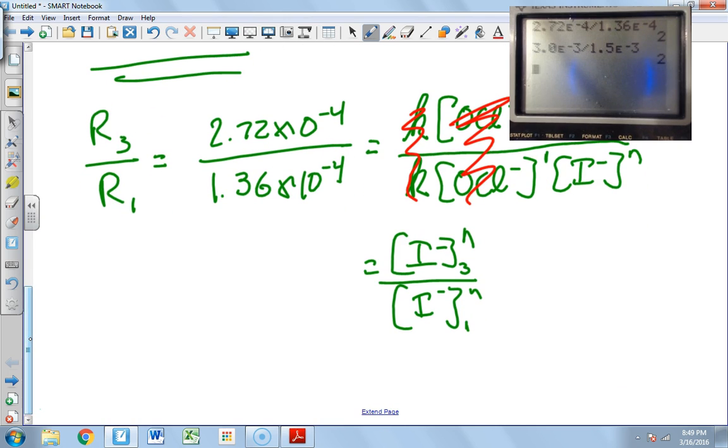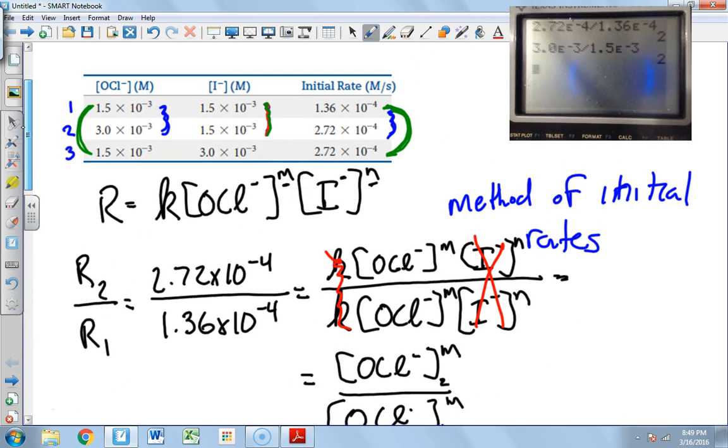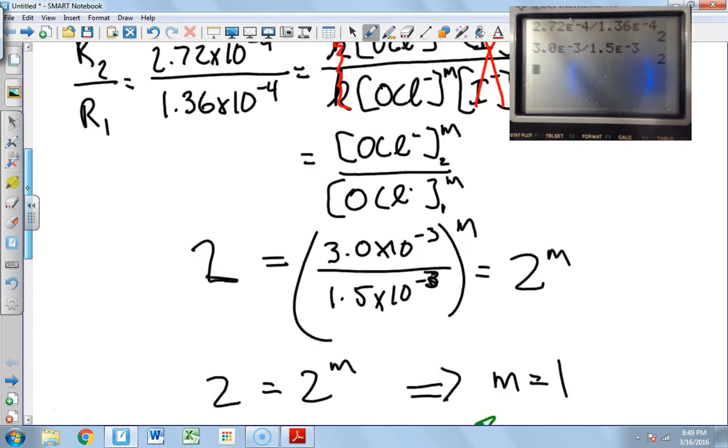Now, I will say that you can probably do this math in your head. I would hope that you could do this math in your head. Okay? If not, we've already done this math on our calculator up here. If we look, you can see 2.72 times 10 to the minus 4 divided by 1.36 times 10 to the minus 4. That is equal to 2 still. And then the concentration of I minus is 3 times 10 to the minus 3 for experiment 3, divided by 1.5 times 10 to the minus 3.